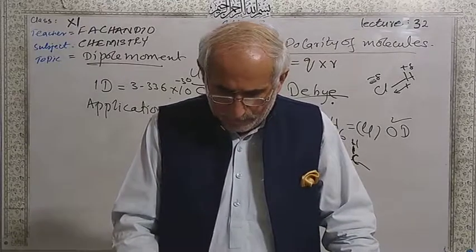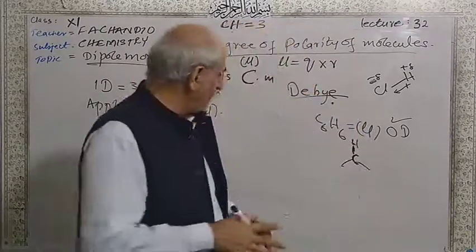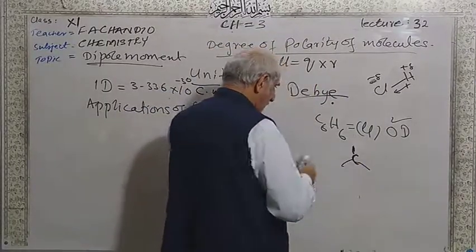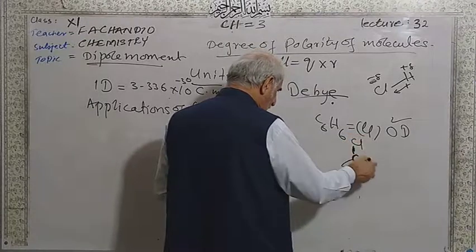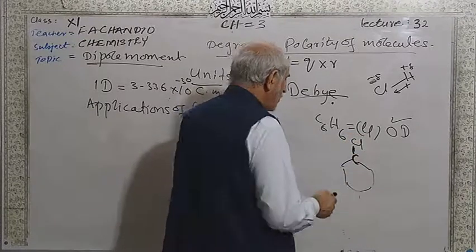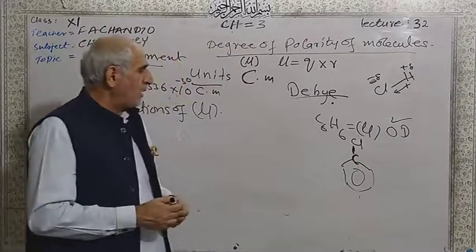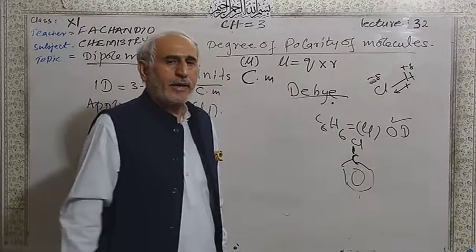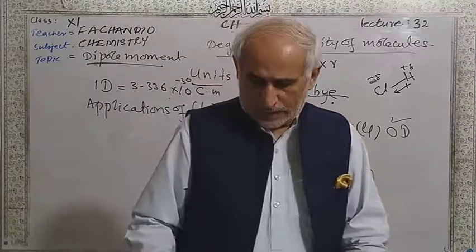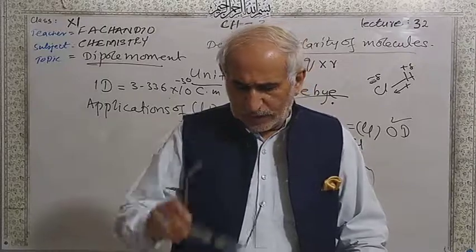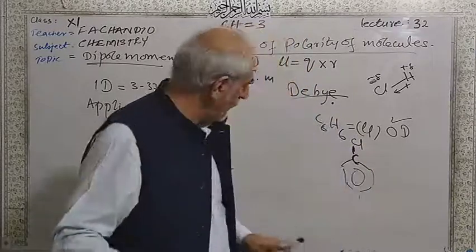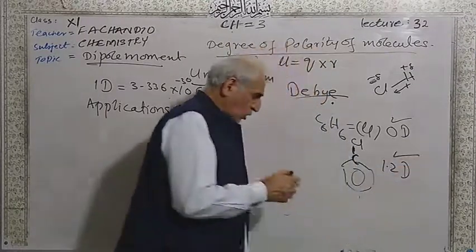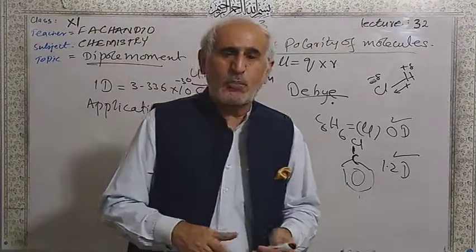And chlorobenzene: if I remove this hydrogen and put chlorine here, this is chlorobenzene. The chlorine and carbon are bonded and the difference is very high, and it has a dipole moment of 1.2 D. 1.2 D shows that chlorobenzene is a polar one.